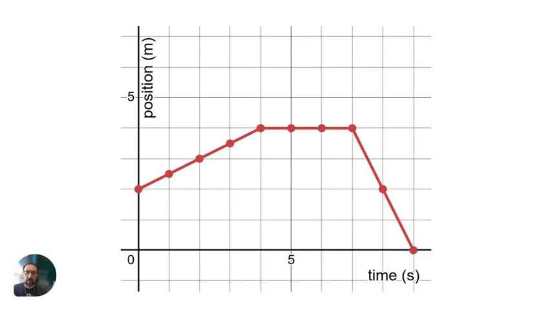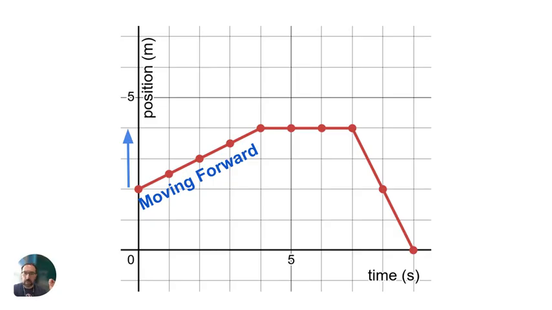Here's a new graph of position versus time. Anytime you see a new graph, the very first thing you do, look at the axes, check the units. Here we have position versus time. And there are 3 clear segments here. The first segment, from time 0 to time 4, this object is moving forward.